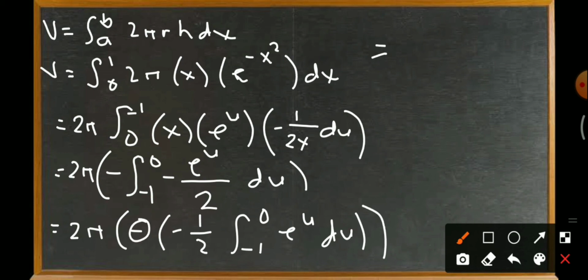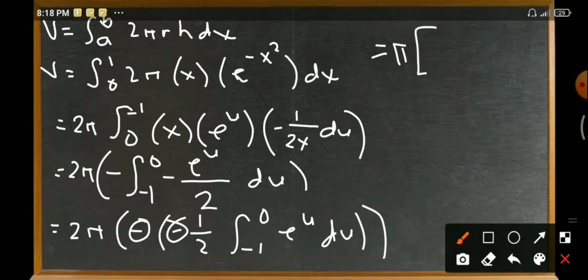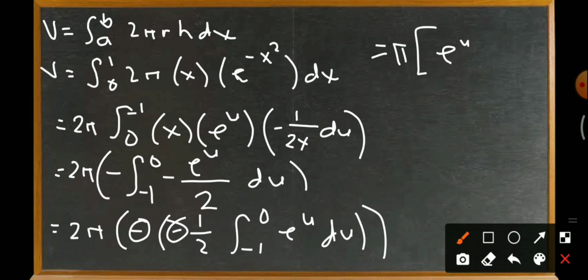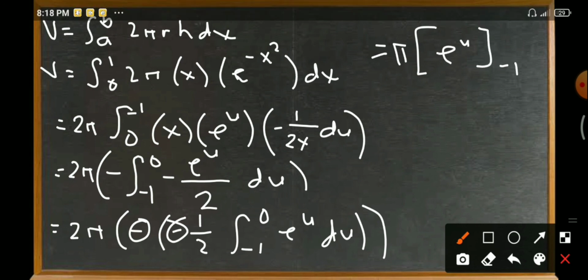Negative times negative is positive. So we have positive 1/2. Positive 1/2 times 2 pi is equal to pi times the antiderivative of e to the u. The antiderivative of e to the u is e to the u, from negative 1 to 0.